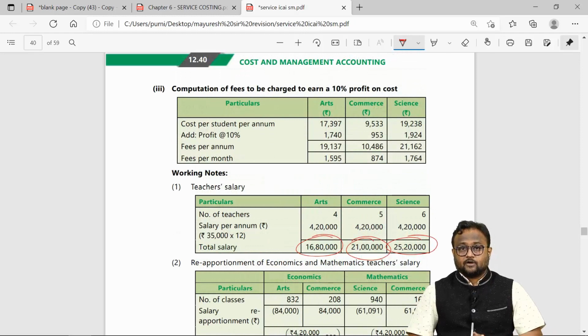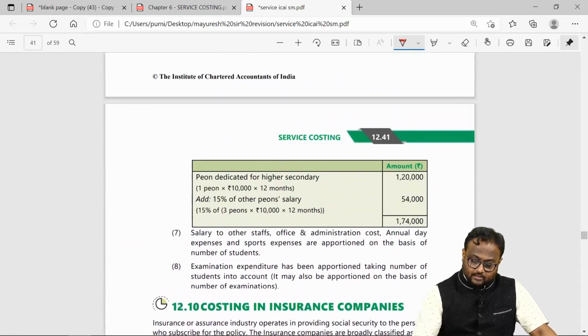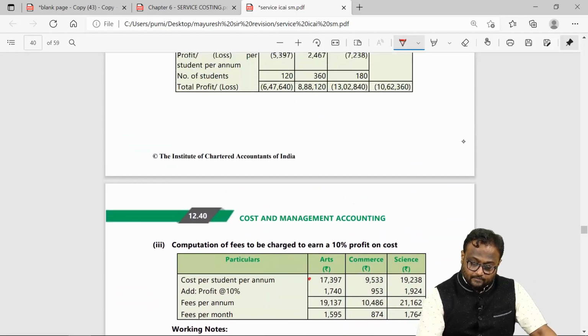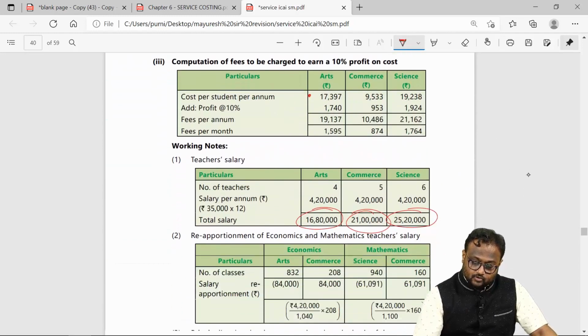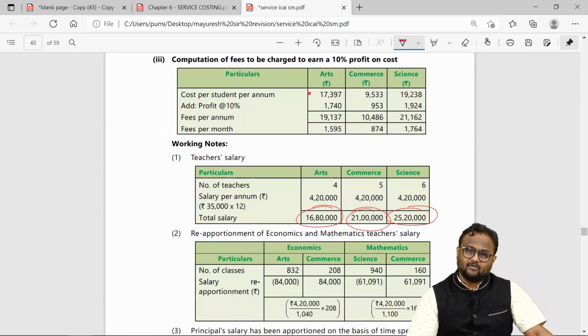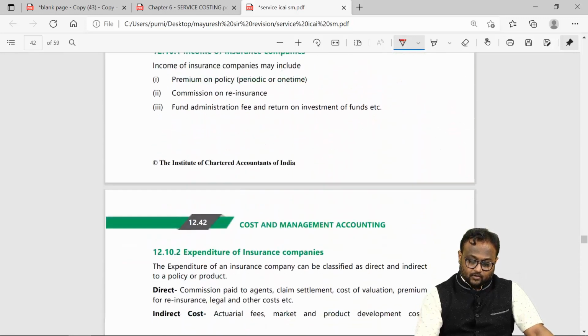In the next part, in the last part rather, they have asked us to determine the selling price if you want a profit of 10%. It's pretty simple. You know how much is the cost per student. You calculated it here. Cost per student plus 10% profit will give you the revenue to be collected per annum, divided by 12 will give you per month. Simple it is. Cost per student per annum plus profit will give you revenue per student per annum, divided by 12 will give you fees per month. So that was the question we were talking about.